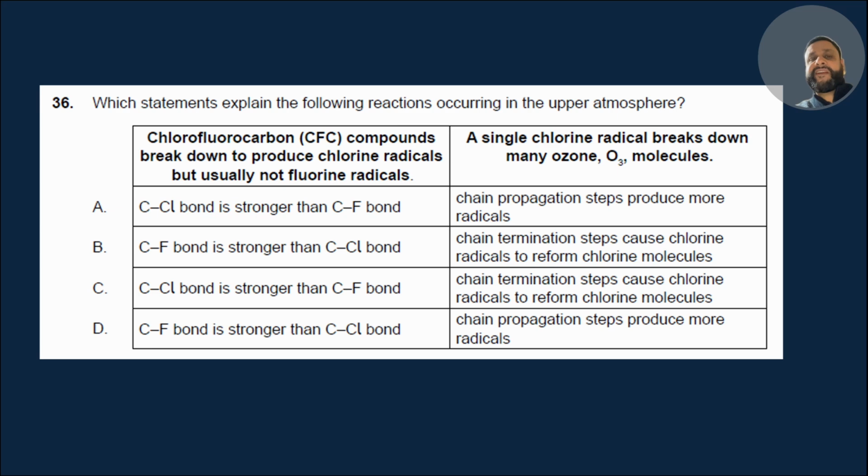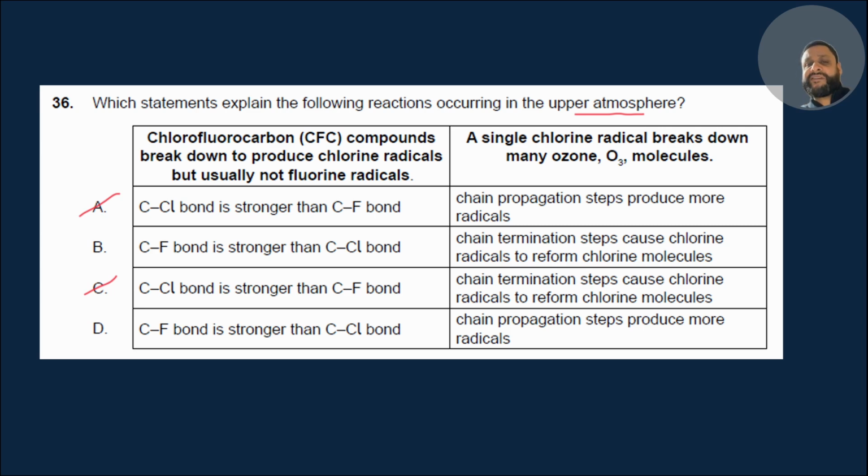Which statements explain the following reaction that occurs in the upper atmosphere? CFC chlorofluorocarbon compounds break down to produce chlorine radicals, but usually not fluorine radicals. That's because the carbon-fluorine bond is the strongest bond and it has a higher bond enthalpy. So let's narrow down our choices. B says the C-F bond is stronger than C-Cl, yes. And D says the C-F bond is stronger than C-Cl. You can get rid of A and C, so that leaves us between B and D. And this reaction proceeds through free radical substitution.